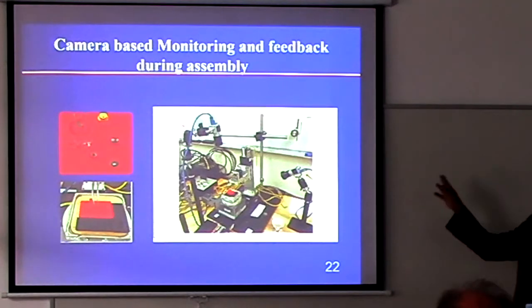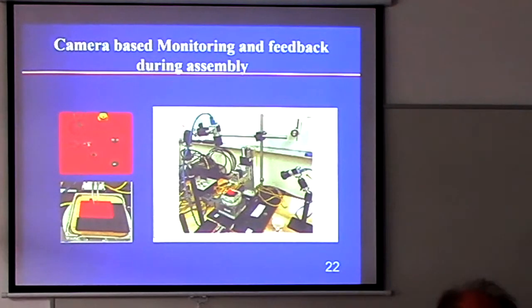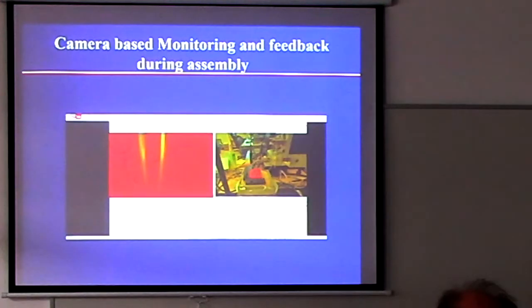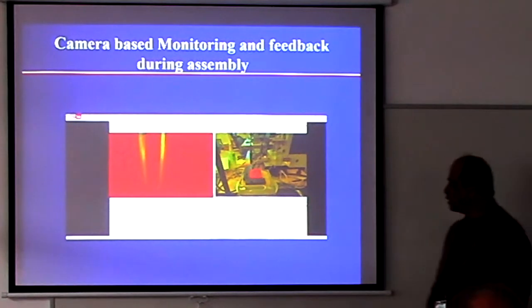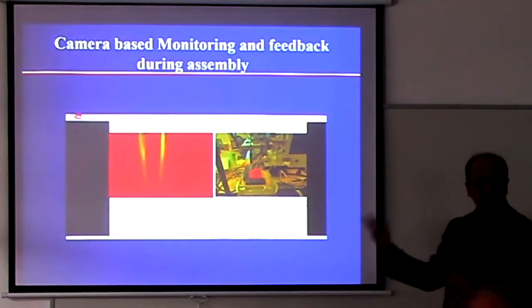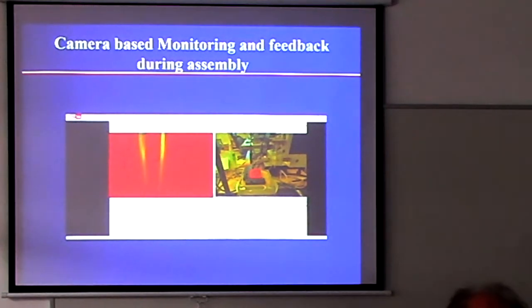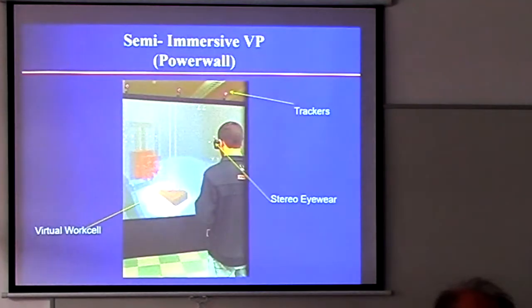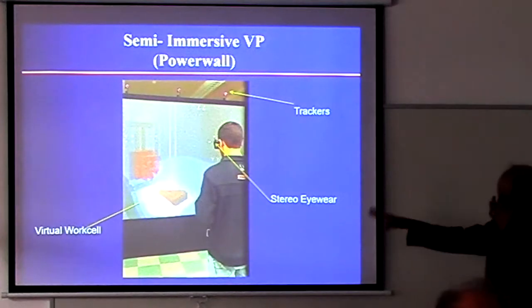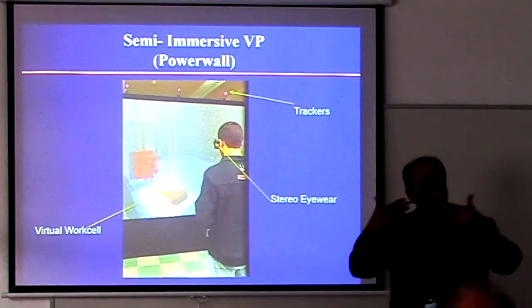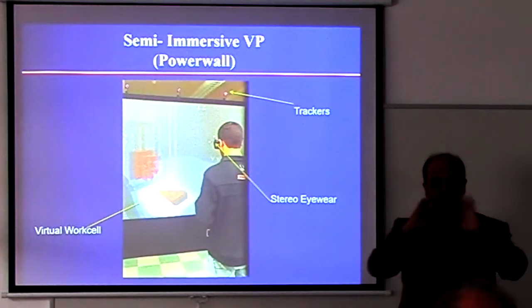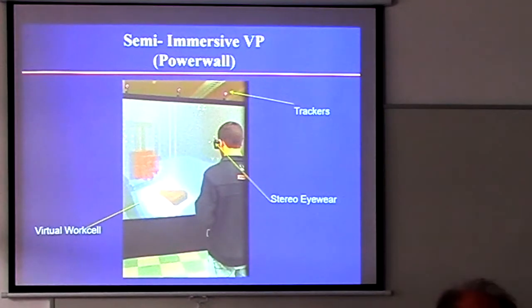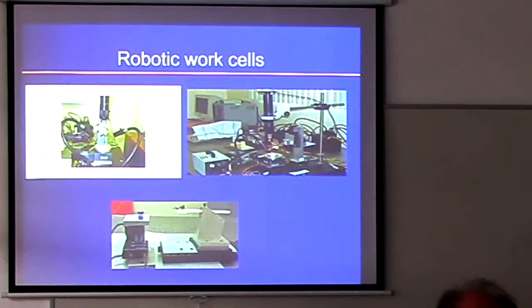Here are again snapshots of our work cells, taken from different angles as we went around doing this. We also piped it through the cloud so that people on YouTube can actually follow process or assembly steps. So here is the older semi-immersive Powerwall. It's a little bit blurry because it's showing you stereo vision, right? So when you wear the eyewear, the blurriness disappears.